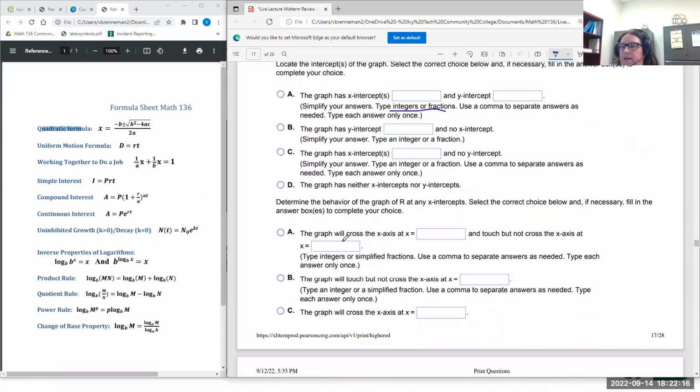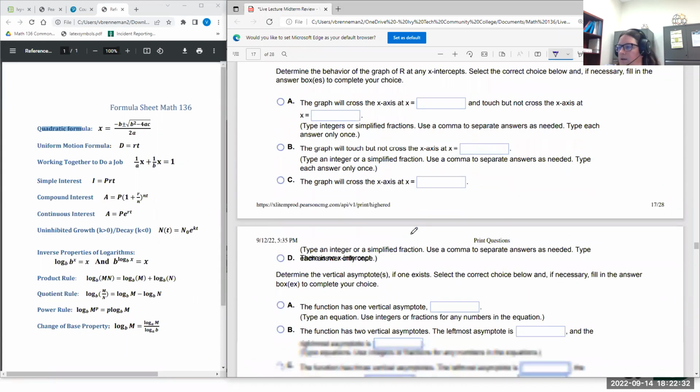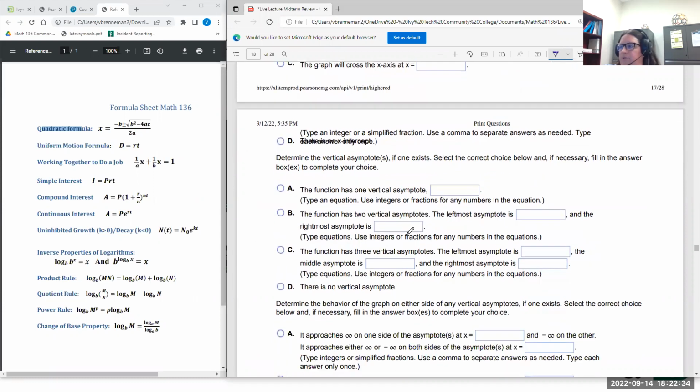For the x-axis, then it asks you to think about the behavior. So that's going to be based on whether the factor was squared or not. So if the factor that intercept came from was squared, the graph will touch but not cross. If it's not squared, it'll cross. Then you have the vertical asymptote. So that corresponds to the factors of the denominator, as long as they weren't also factors of the numerator. It does say type an equation. So you have to start with the x equals on that.